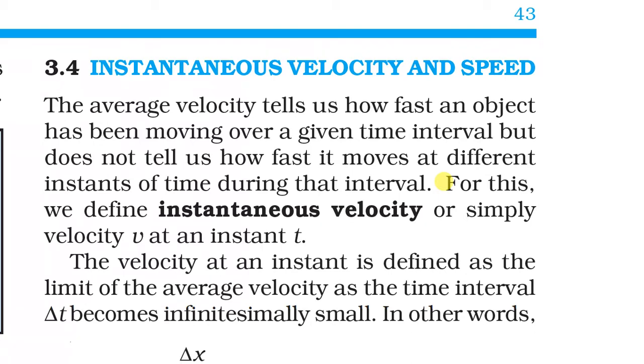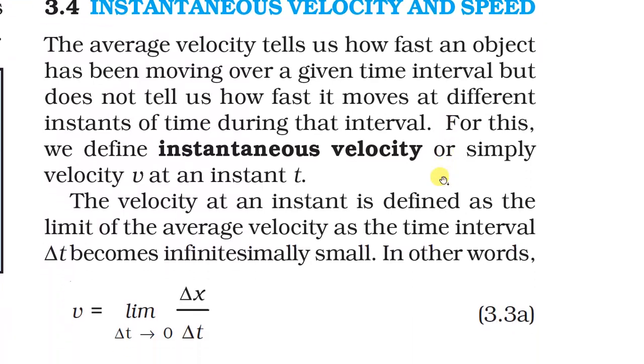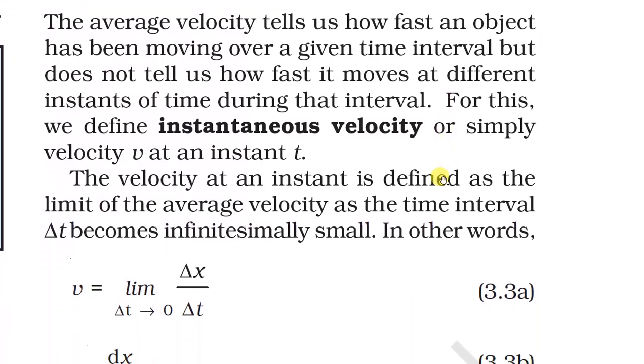For this we define the instantaneous velocity, or simply velocity v at the instant of time t. The velocity at an instant is defined as the limit of the average velocity as the time interval delta t becomes infinitesimally small. It means delta t tends to 0. It is not actually 0, since a zero time is not possible. It is something like 0.00000 something, so it is infinitesimally small.